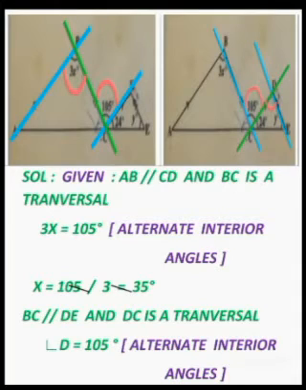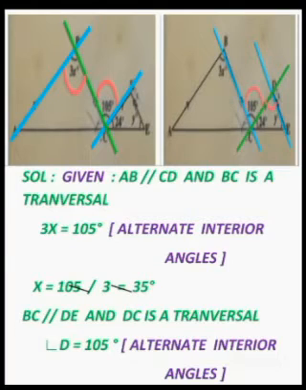So let us find out the value of x. Now let us transpose 3 to the other side. So x is equal to 105 by 3. If you cancel 105 by 3, you will get 35, since 3 times 35 is 105. So x is equal to 35 degrees. Okay children, now we got the x value as 35 degrees.